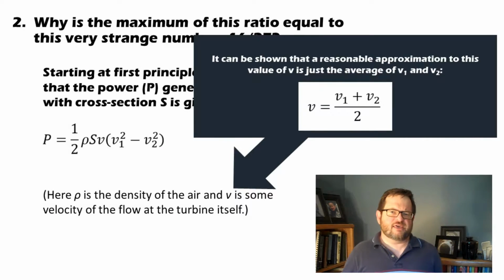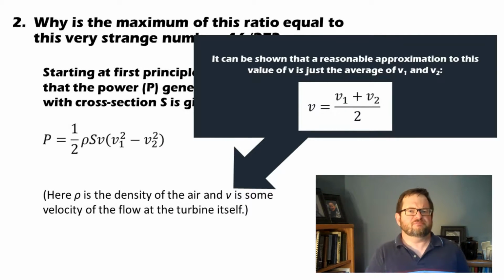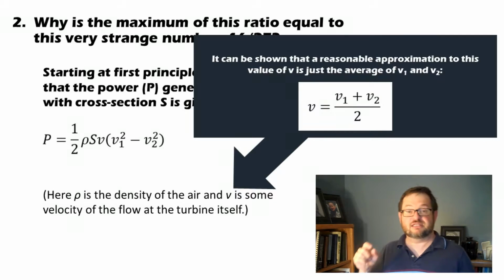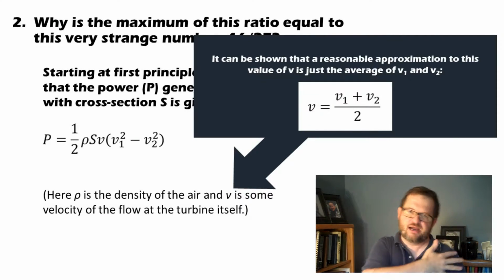This V is a hypothetical thing. There's no way to actually measure the speed of the wind in the turbine itself, but it can be proven that a reasonable approximation is that this V, the wind speed in the turbine itself, is just the average of the wind speed ahead and behind the turbine.